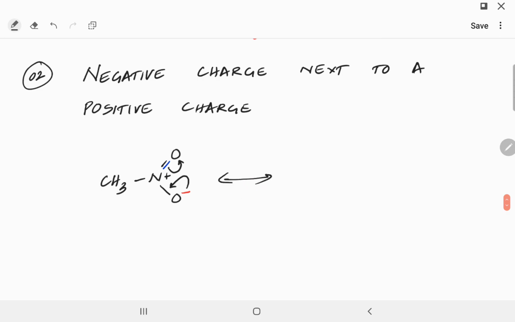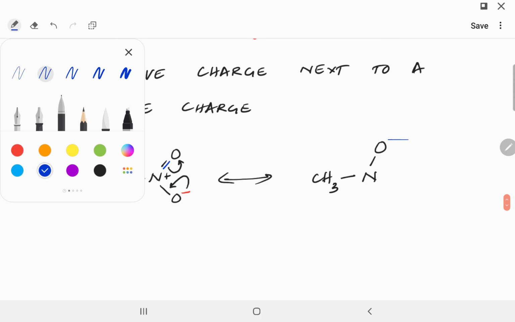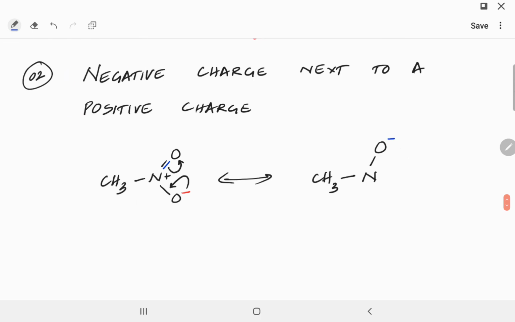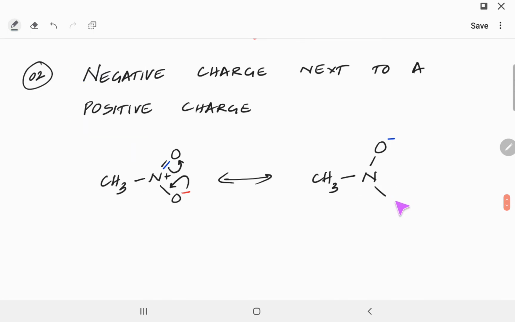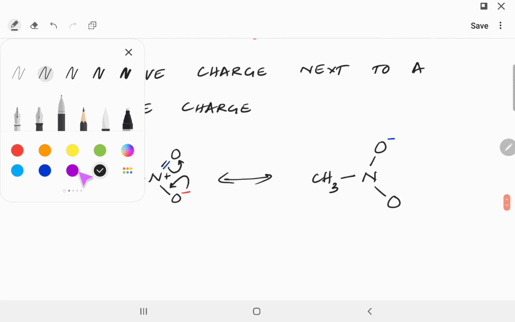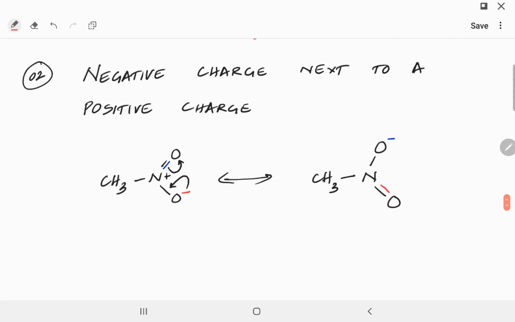If that happens, you will have a molecule like this, CH3. Nothing happens to CH3. Nitrogen will have a single bond with the previously double bonded oxygen, and the pi bond will be a negative charge on oxygen now. Then you also have a double bond with the bottom oxygen. All right, and check around nitrogen. You have 4 bonds, and of course the positive charge will also be there. Positive charge should also be on nitrogen.